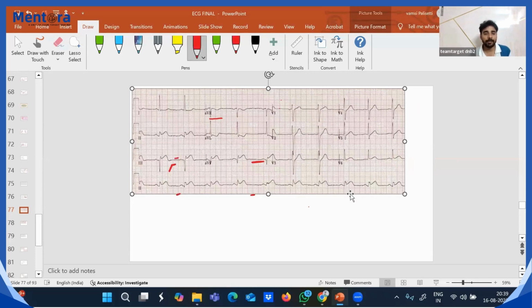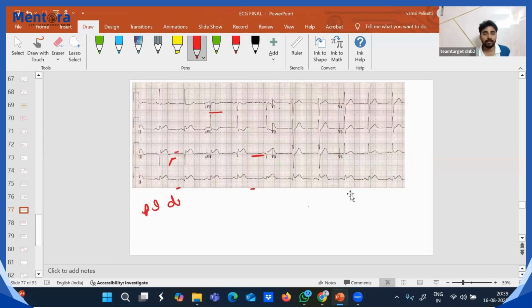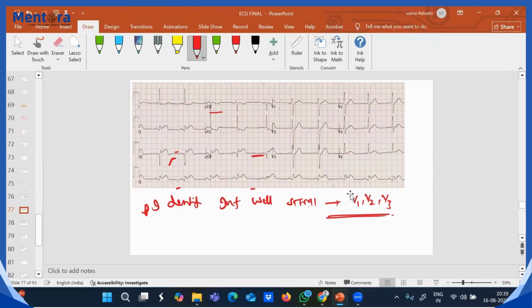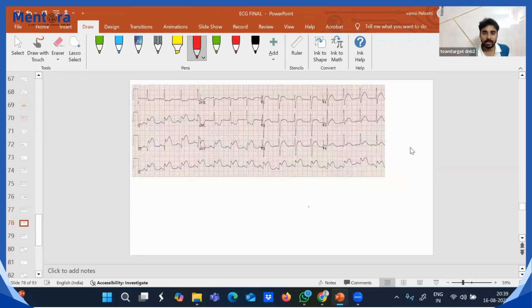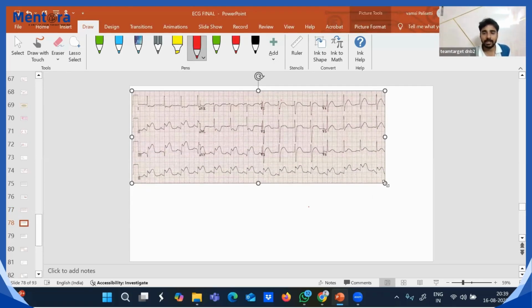But now I want to mention one thing. Whenever you identify inferior wall MI, please go and check V1, V2, V3 also. What changes are present? I will discuss why. Please develop this habit. Once you see inferior MI, go and check V1, V2, V3 also. Don't just blindly say inferior MI. Why? We will discuss this. Just see this ECG again.